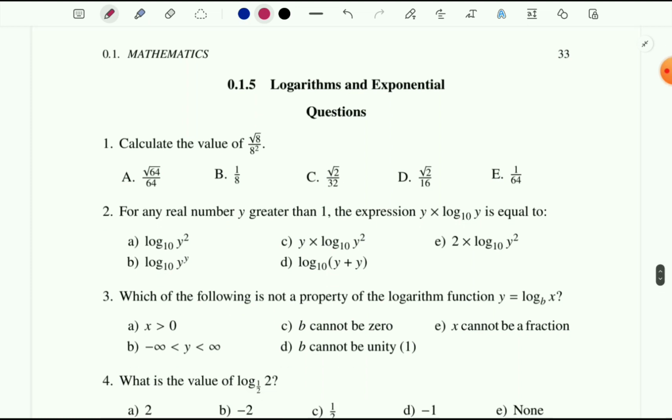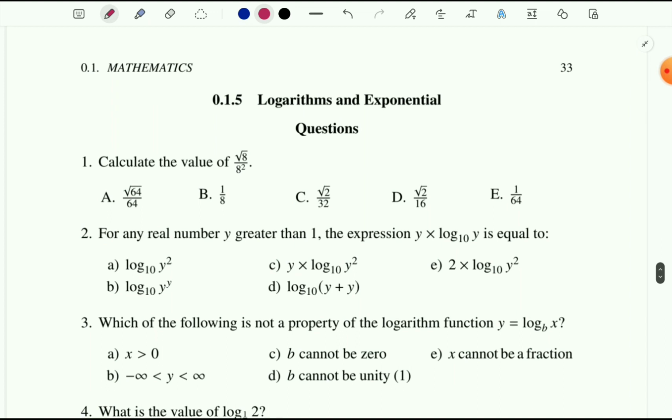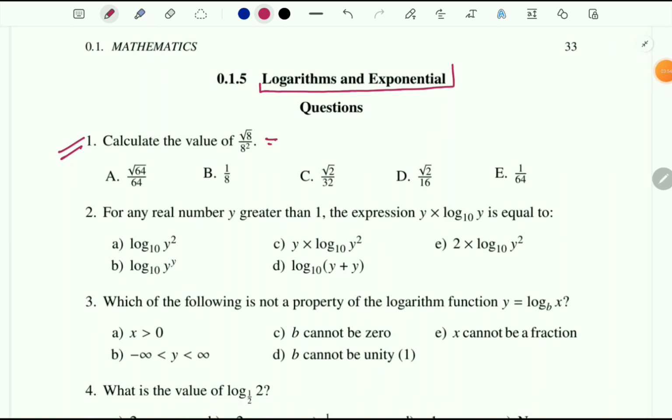Now let's start with our tutorial, solving the mathematical problems. We'll solve at least 10 problems from the logarithms and exponential chapter. So this is our first problem: calculate the value of root 8 divided by 8 squared. Root 8 we can write as root of 4 multiplied by 2, divided by 8 squared. So 8 squared we can simplify to 64.